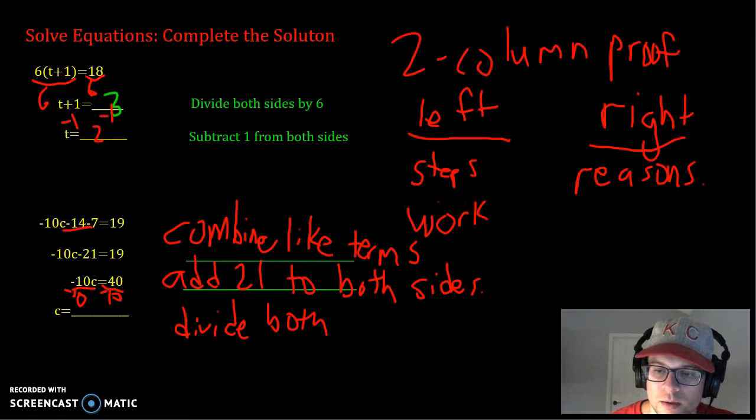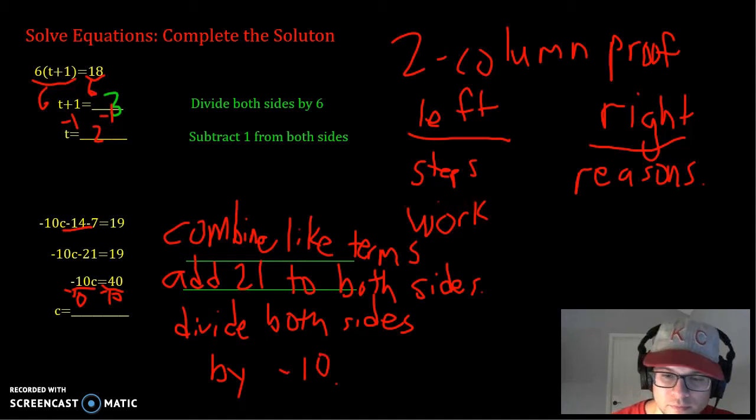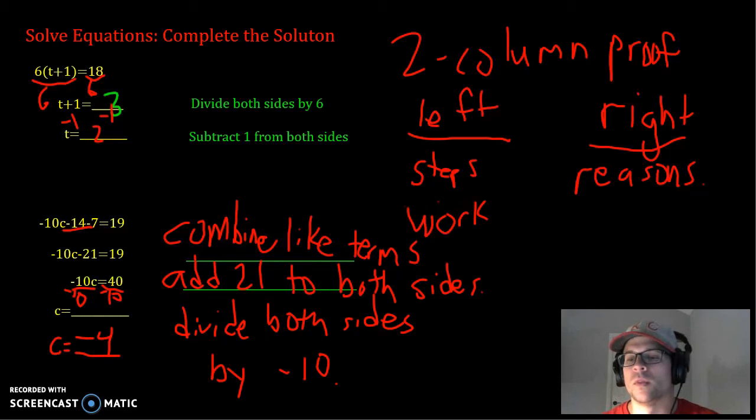Divide both sides by negative 10. And when you divide both sides by negative 10, I'm going to write this under here because I ran out of room. C is going to equal a negative 4. All right, so just make sure you're providing your adequate reasons or your proof as to how you're getting from one step to the next.